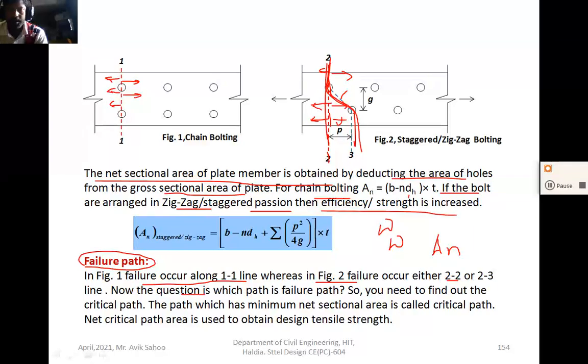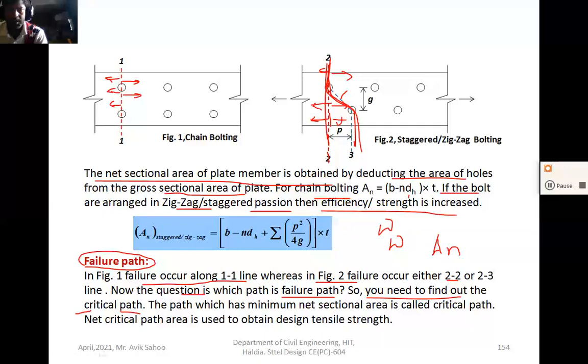Now the question is, which path is the failure path? Here are the 2 possible failure paths. So which one is the failure path? When the failure occurs, it will fail only along 1 line. So you need to find out the critical path.